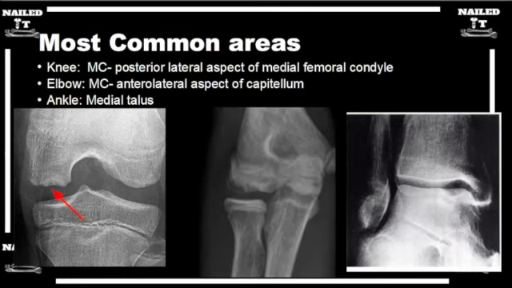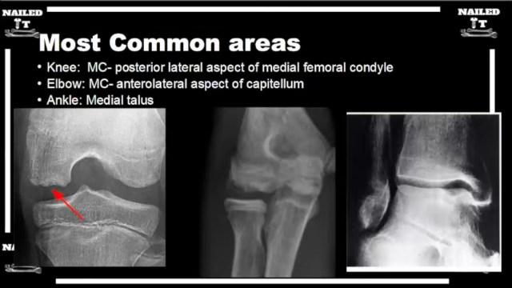And I know we're talking about the knee, but I think you touched on the fact that some of the most common areas for these lesions are going to be on the medial femoral condyle, on the lateral aspect of it. But just to quickly touch on elbow and ankle, what are the most common areas for a lesion in those areas of the body?